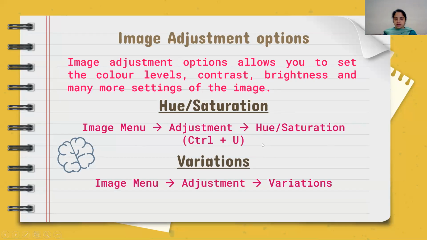Variations. This option, variation option, will let you change the levels, contrasts and brightness of your image. Image menu, adjustment option, variations option. It will open the variation dialog box and you will change the contrasts and brightness of your image.